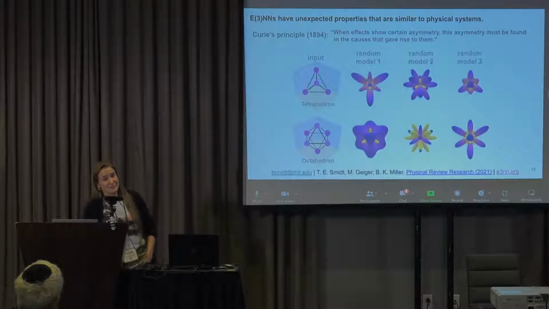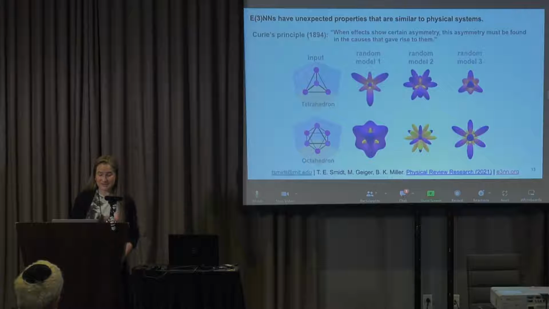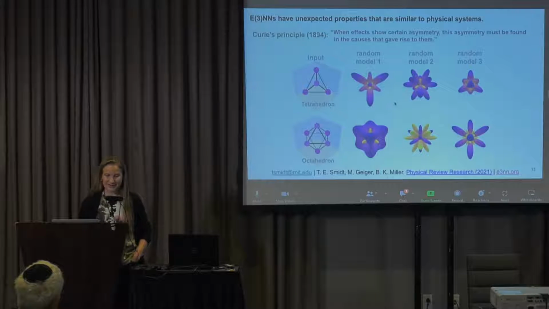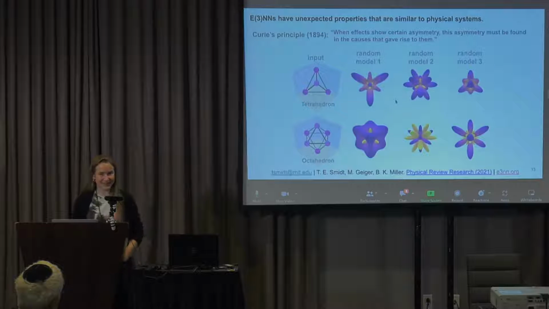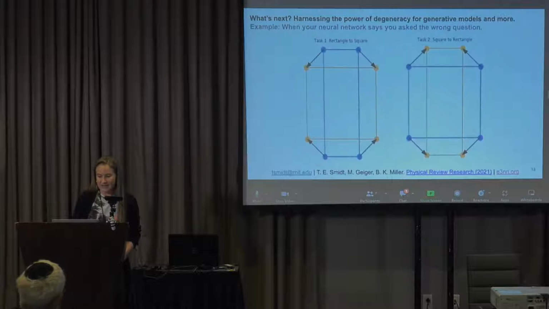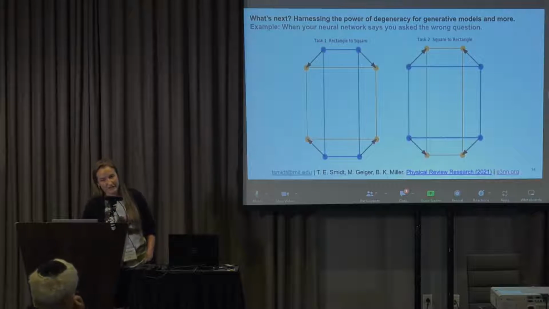Unexpected properties. These models are symmetry preserving. If you put in high symmetry data, your outputs are going to be high symmetry as well. So if you give it a tetrahedron or an octahedron, it will automatically output things that have the same symmetry. And this is actually what physical systems do too, unless you have some sort of symmetry breaking mechanism. And this can show up interestingly in training tasks.